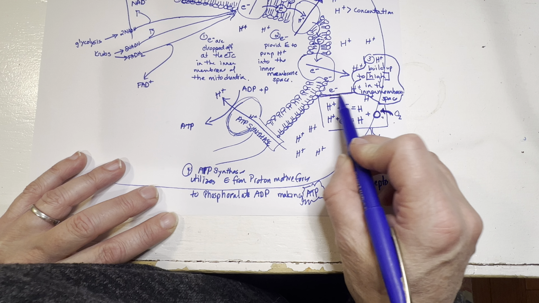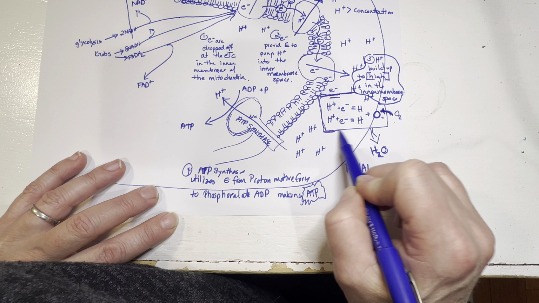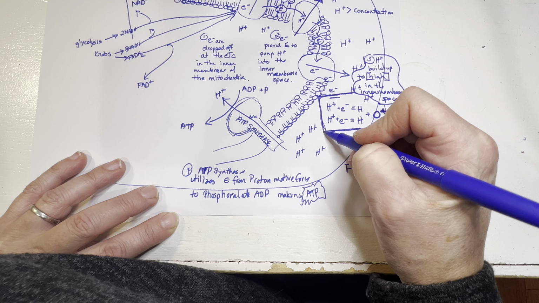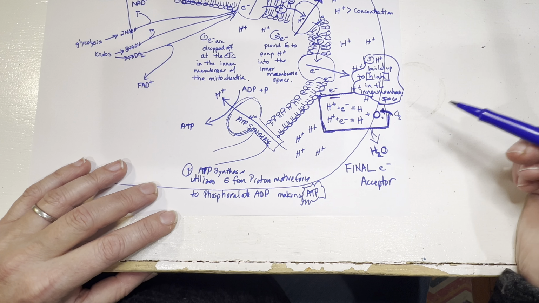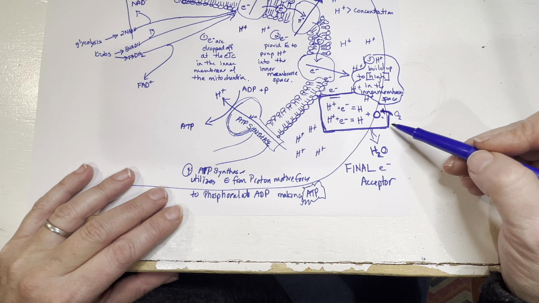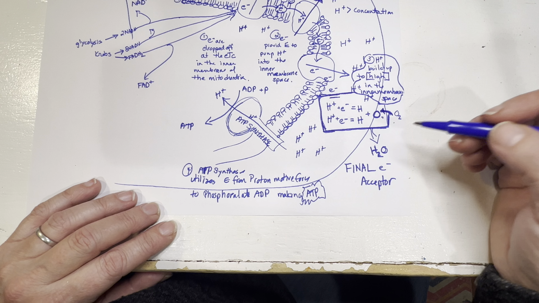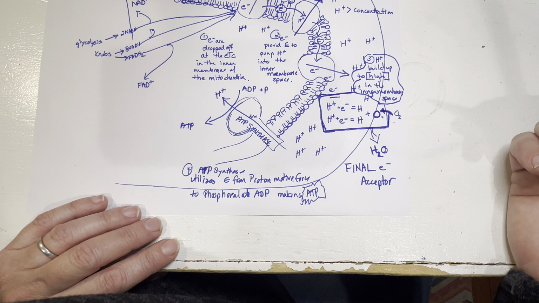Now, this is so important that if we were to stop breathing oxygen, then the electron transport chain would cease. We would not be able to continue to pick up the electrons, and we would not be able to make enough ATP. And that happens pretty quickly. You can't hold your breath and be without oxygen for very long at all.